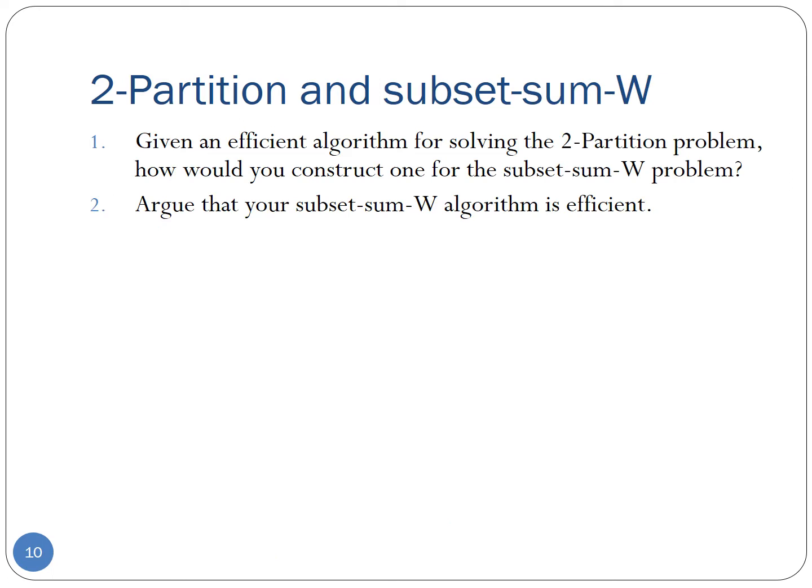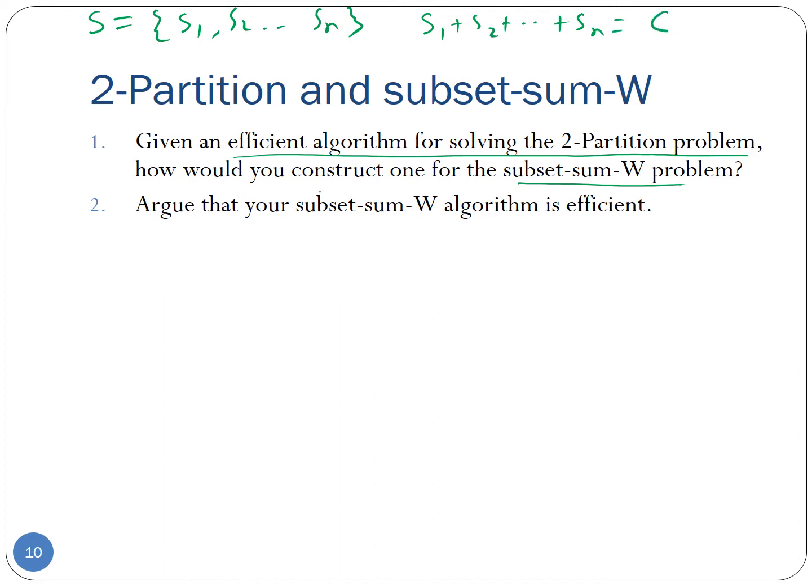Now in this question we have to do the other way around reduction, right? So we are given an efficient algorithm for solving the two partition problem, and now we have to construct a solution for the subset sum W problem. So first of all, let's say your input set is S1, S2, so on up to Sn, right? And let's say that if you add all the numbers you get some constant C, right? And let's say in your subset sum W, the value of W is actually equal to C by 2, right? So if the value is C by 2, solving this instance of subset sum W problem using the two partition problem is straightforward, right?